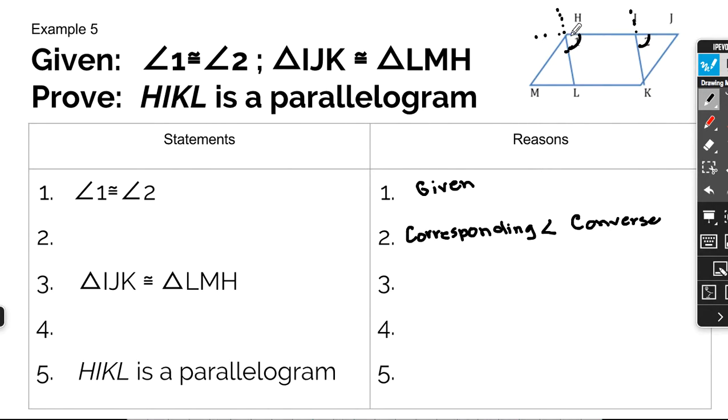And so my statement is going to be that HL is congruent to IK. Or if I said congruent, I meant parallel. So HL is parallel to IK. So now we either need two sets of opposite sides that are parallel, or we need two sets of opposite sides that are congruent. Since I have this triangle still that I haven't used, let's see if CPCTC can help us. So IJK to LMH.